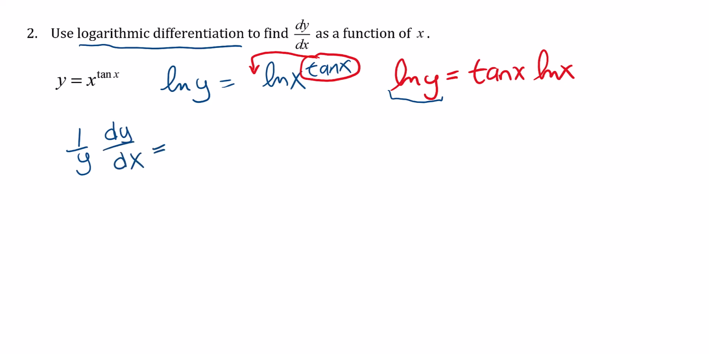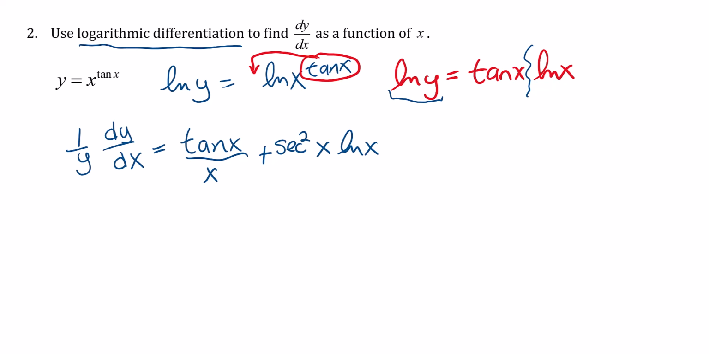And then the second side, the tan x ln x, that's a product. So we need to do a product rule first, which is tan x times the derivative of the second. The derivative of the second is 1 over x, so we can just put that over x, and then plus the second, which was ln x, times the derivative of the first. And the derivative of tangent x is secant squared x.